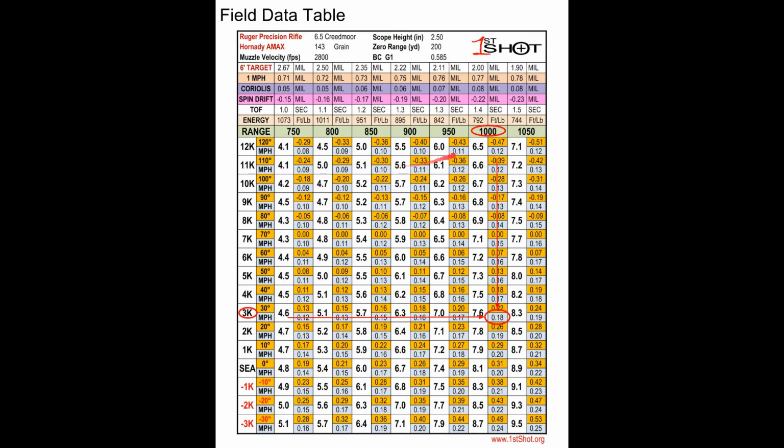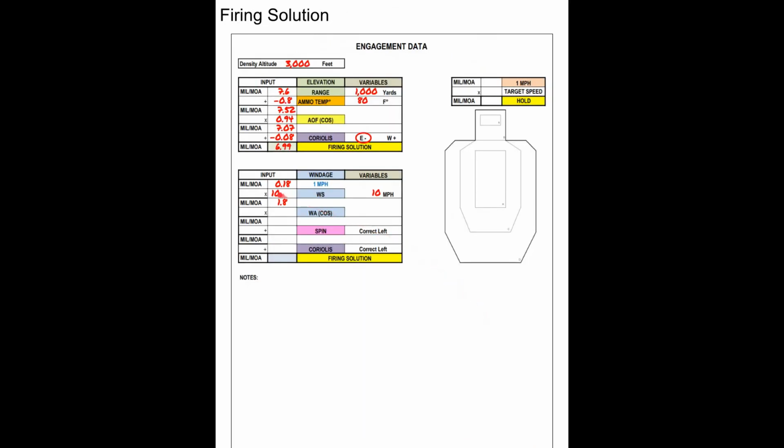All right, so now we're going to look at wind. 1,000 yards, 3,000 feet density altitude. Here is our correction for every 1 mile an hour of wind. Now this is a full value correction. So for every 1 mile an hour wind, we have this full value correction. So 0.18 at 10 miles an hour.